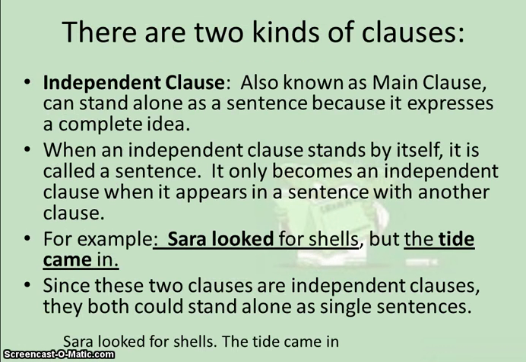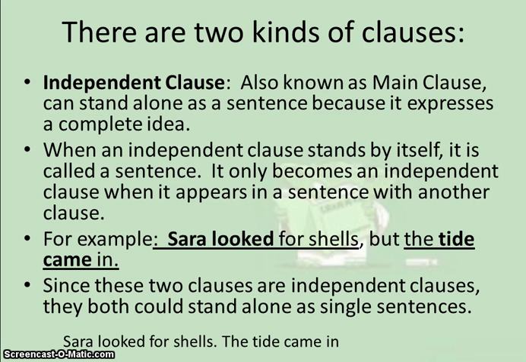There are two kinds of clauses. An independent clause, also known as a main clause. It can stand alone as a sentence because it expresses a complete idea. So independent can stand by itself. When an independent clause stands by itself, it is called a sentence. It only becomes an independent clause when it appears in a sentence with another clause.